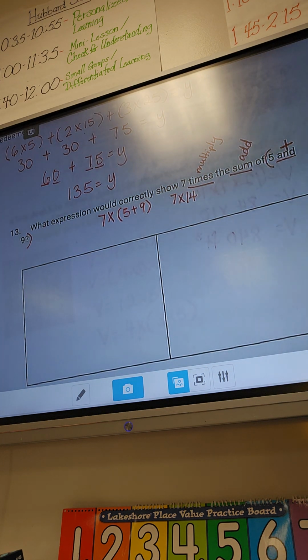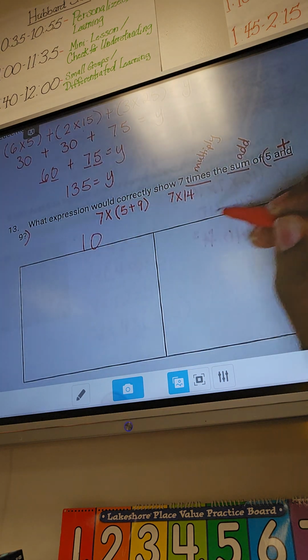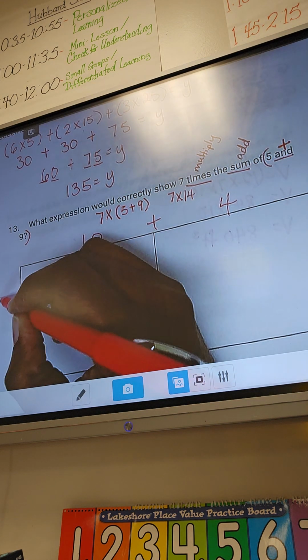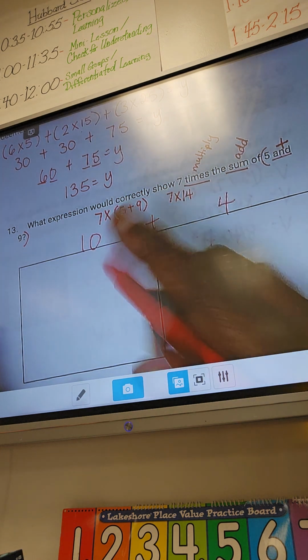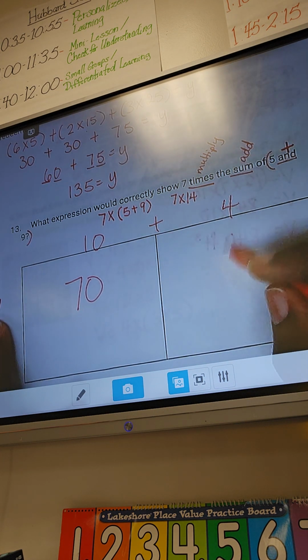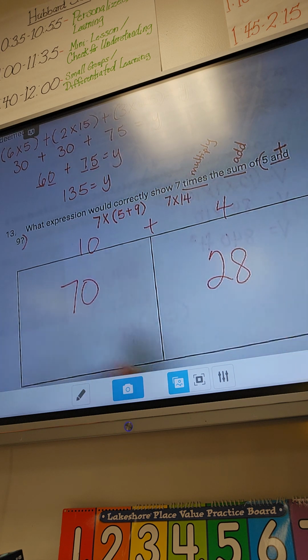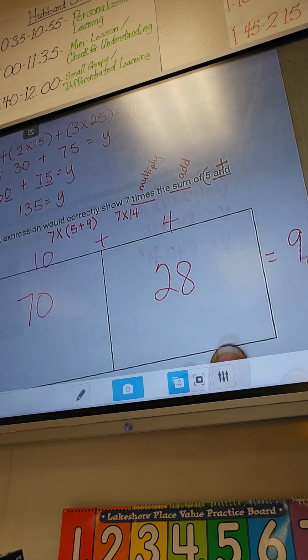We could solve this. 14 is 10 plus 4 times 7. 7 times 10 is 70. 7 times 4 is 28. 70 plus 28 equals 98. No, there's no cube. There's no volume. It's not asking for volume. It's simply asking for the expression. So we really didn't need to solve this, but I wanted you to, just so you could see it, because this type of equation is coming up next.